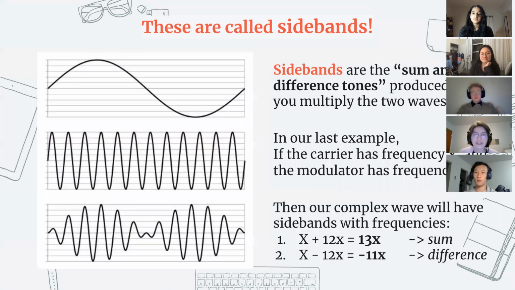So these are what musicians who are not mathematicians call sidebands. They're the sum and difference tones that are produced when you're multiplying the two waves. So if we say that our carrier has frequency X and our modulator has frequency 12X, then your sum frequency is going to be 13X and your difference frequency is going to be negative 11X, which is equivalent to 11X.